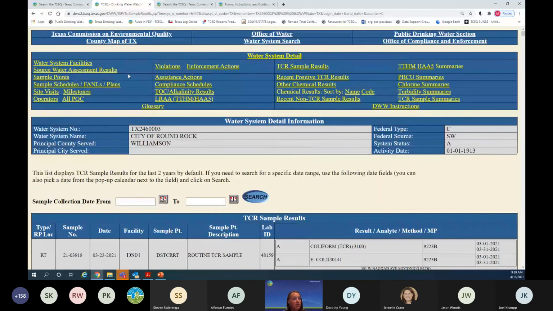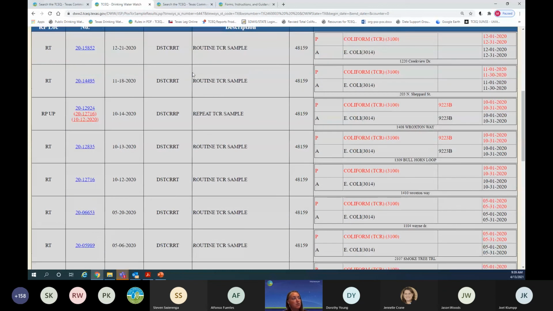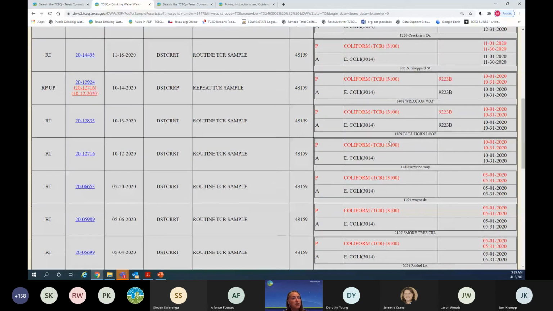Similarly, if you were to have a positive, we can click on recent positives and we'll see if they have any recent ones. Here we go. So you can see your positive is going to show up. This one that says routine is going to be your original positive, and then your repeats will show up with repeat. So you can see, A, you can confirm exactly which address was positive so that you can get your repeats at the correct location.